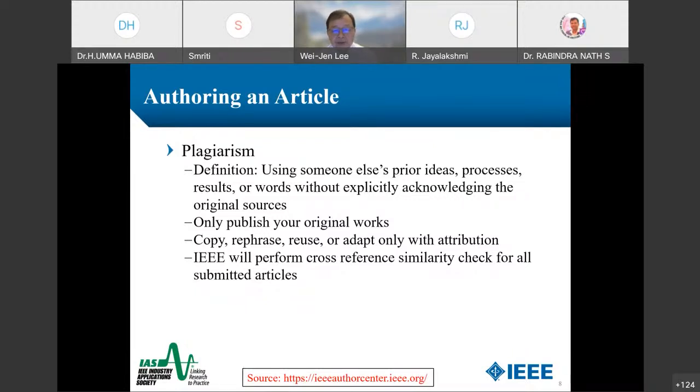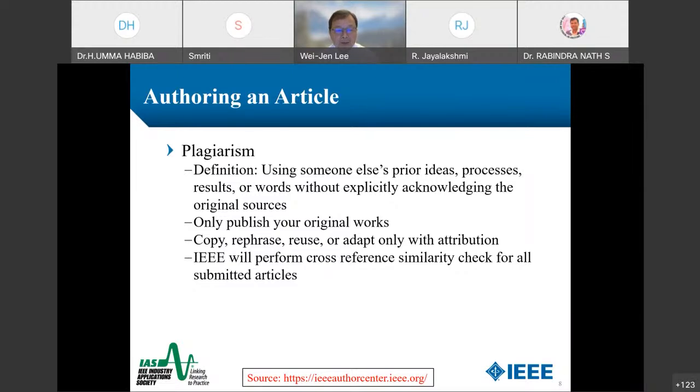Plagiarism is using someone else's prior idea, process, result, or words without explicitly acknowledging the original sources. So the key is you have to acknowledge that you are using the information. That is the purpose of the reference. In this way, you can avoid being accused of plagiarism.